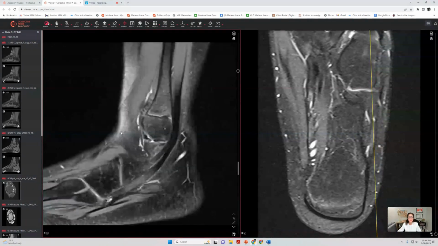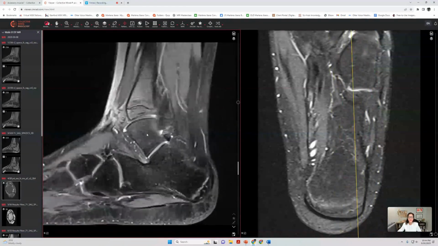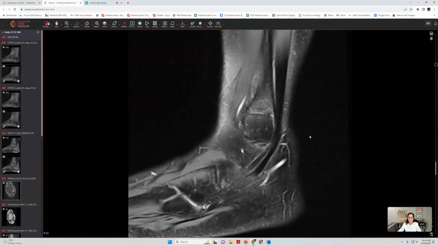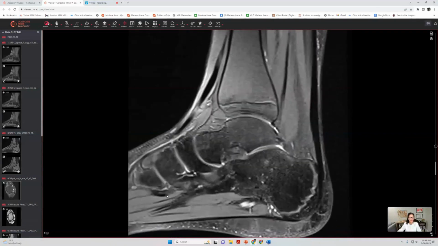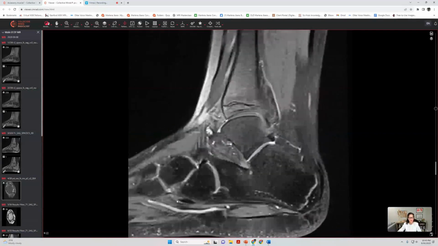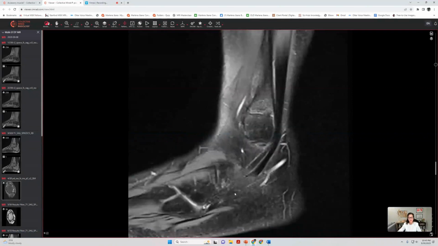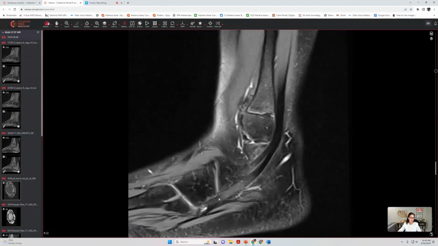So when we're moving from the lateral malleolus towards the medial malleolus, we can appreciate the peroneal tendons as they course dorsal to the region of the lateral malleolus. We can see the peroneus brevis as it moves towards the region of the base of the fifth metatarsal. And of course, we can see the peroneus longus as it moves underneath the cuboid tunnel towards the hallux metatarsal base. In this region here, we can appreciate magic angle artifact.